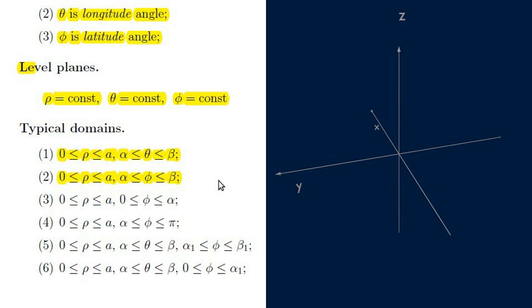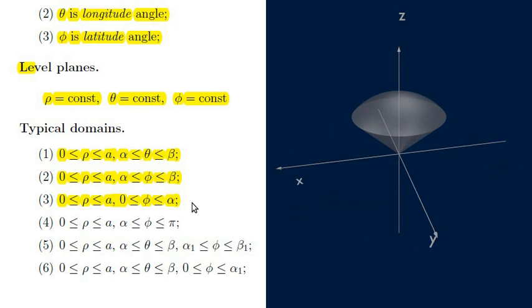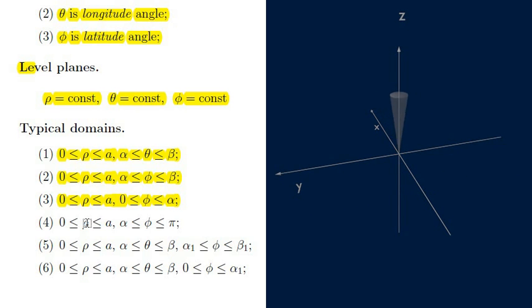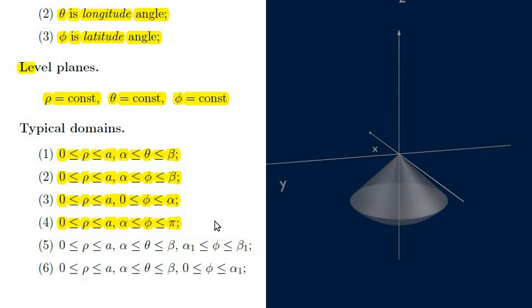Another typical couple of inequalities which you may encounter is this couple of inequalities. That's the north pole of the ball of radius A cut by the cone with a spread angle alpha, or in lay language you can call it an ice cream cone. The next couple of inequalities gives you an ice cream cone on the south pole of the same ball of radius A.